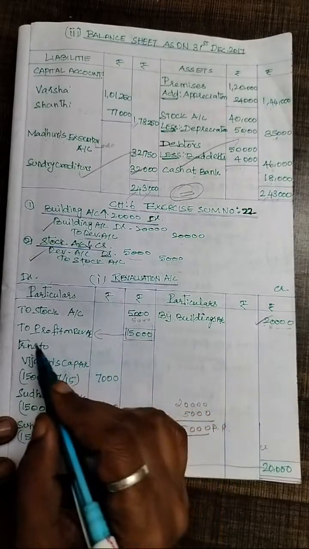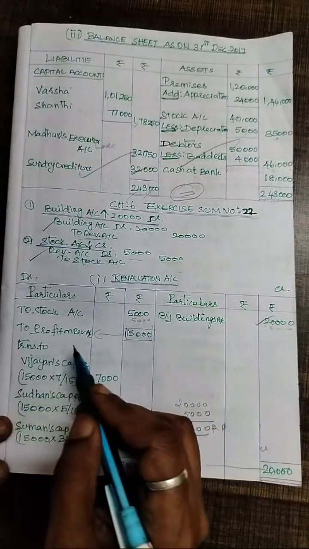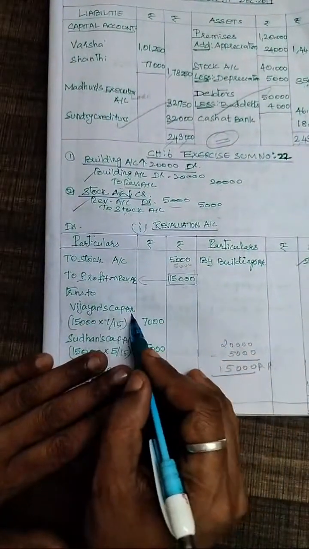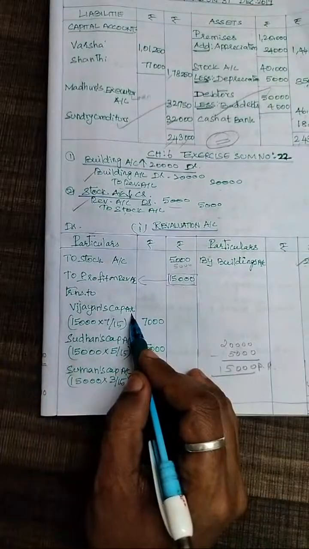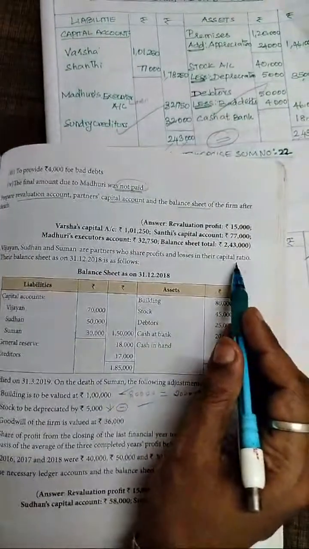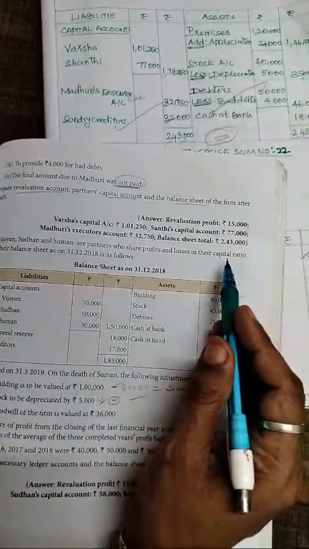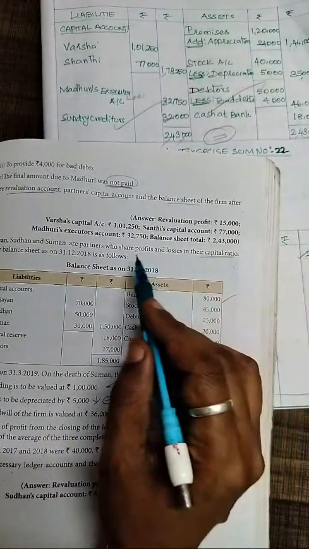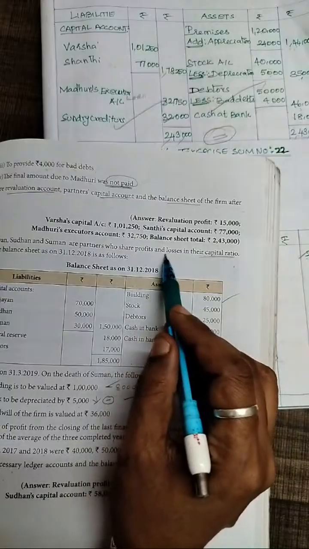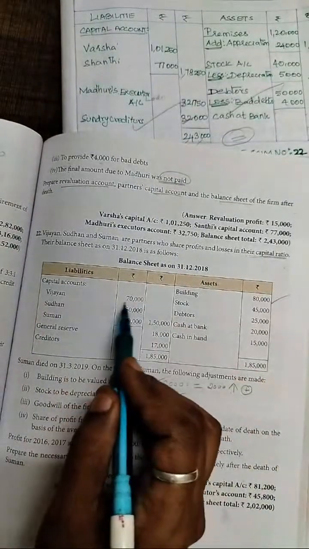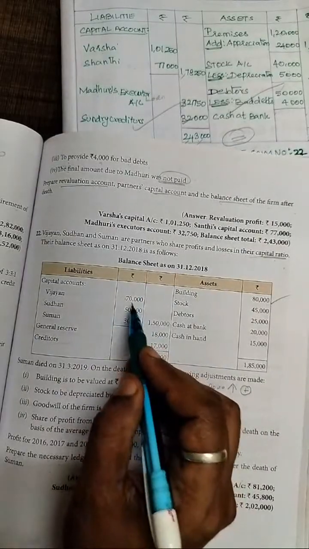Okay, listen. The profit on revaluation account will be immediately transferred to the respective partners' capital accounts in the profit sharing ratio. Listen here carefully. Did they give the profit sharing ratio? No, they didn't. How can you find out the profit sharing ratio? With the capital ratio, we can take the profit sharing ratio. They have given here that they share profit and losses in their capital ratio. What is their capital ratio they gave in the question?